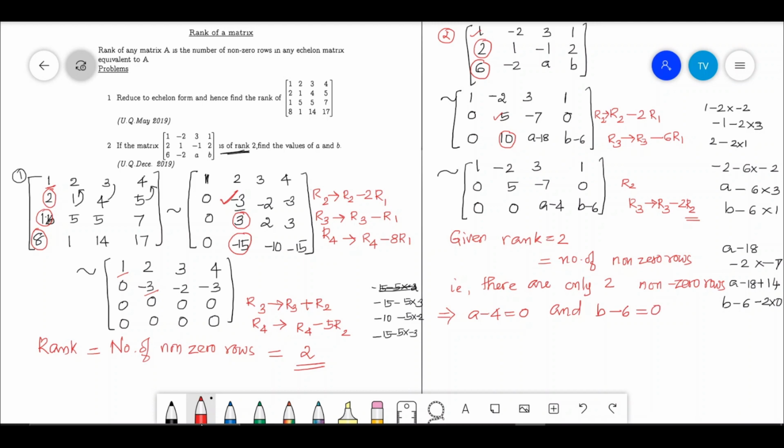There are only 2 non-zero rows, meaning the third row is a 0 row, and therefore A minus 4 is equal to 0 and B minus 6 is also equal to 0, and therefore we conclude A is equal to 4 and B is equal to 6. So that's the conclusion. Given the rank is equal to 2, we have obtained the values of A and B: A is equal to 4 and B is equal to 6.